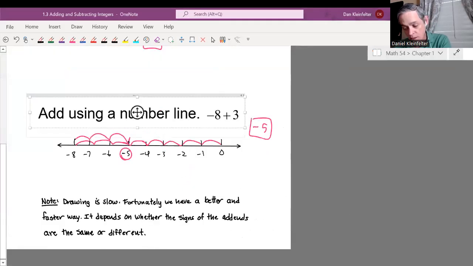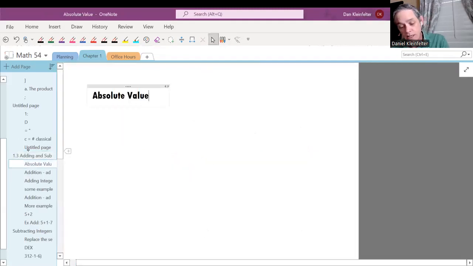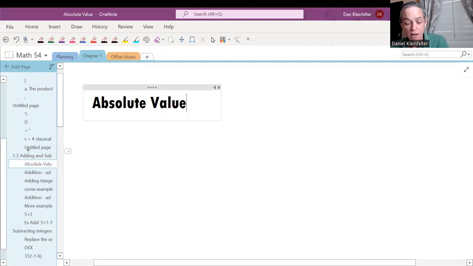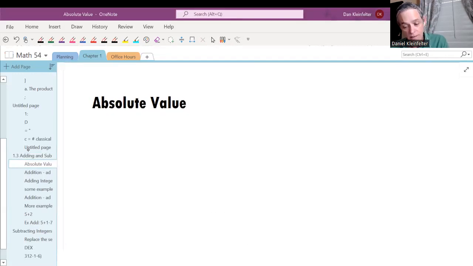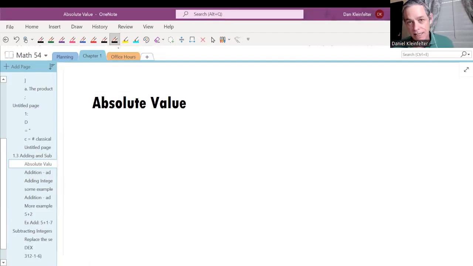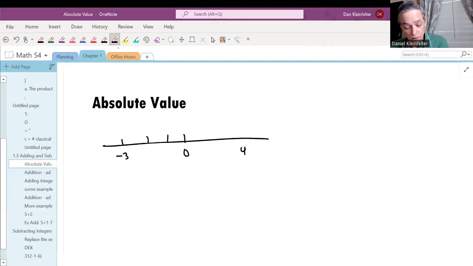Okay, so in order to do the other way, we'll need to look at something called absolute value, which has other uses in its own right, but we'll take a look at absolute value. So the point for absolute value is sometimes we're interested not exactly in what a number is, but just how far the number is from 0 on the number line. So for example, if you have the number 4, it's 4 units away from 0. If you have the number -3, it's 3 units away from 0, right?